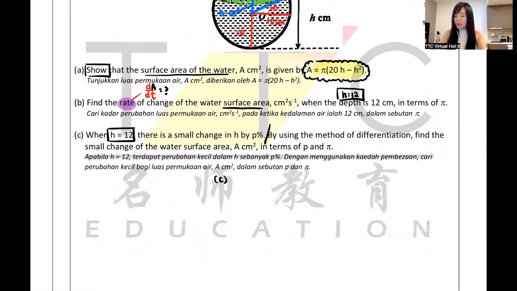Okay, listen to me. They say now the H is 12, correct? So now this 12 will change. There's a small change, right? So this H will change by what? P%. Can anyone tell me? I think it's hard. May I know what is the small change for H?